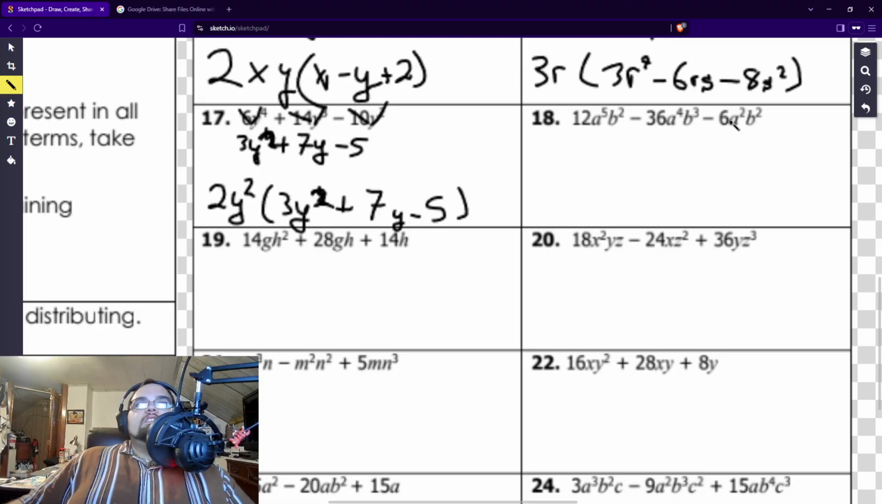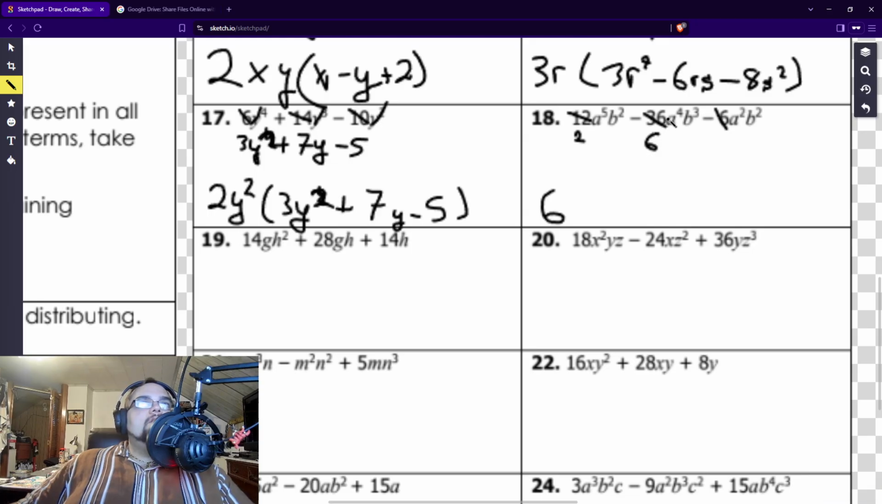12, 36, it's 6. 12 can go into 36. That's cool, but 12 can't go into 6. 6 can go into 12. 6 can go into 36, though. So we'll pull out a 6. Divide by 6 will give me a 2. Divide by 6 will give me a 6. Divide by 6, you're gone.